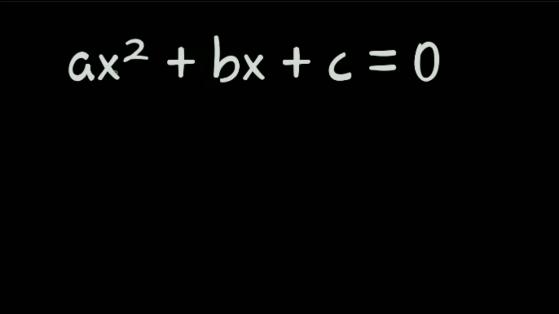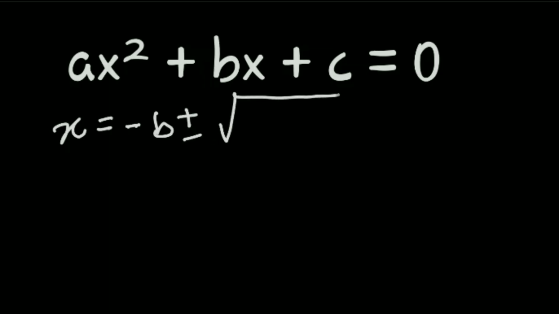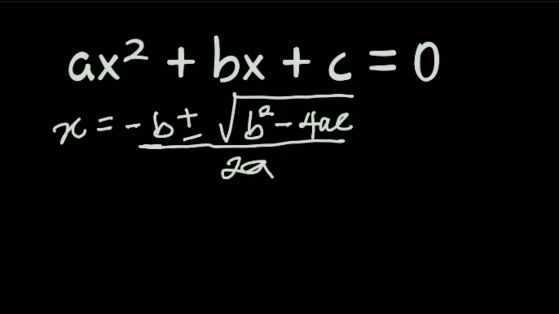Derive the formula method. The formula method says that x equals minus b plus or minus the square root of b squared minus 4ac divided by 2a. And so in this video, I'm going to teach you how to derive the formula method.